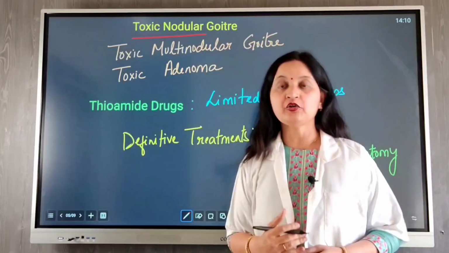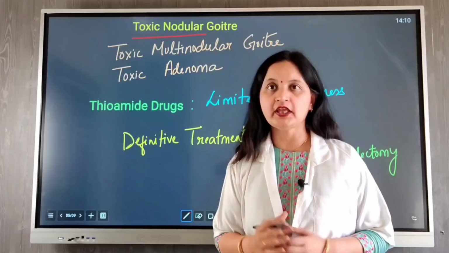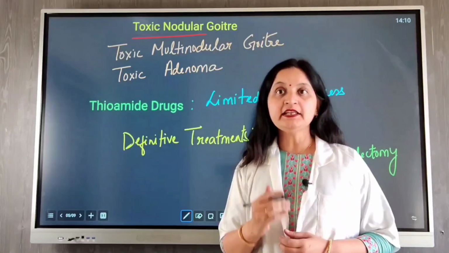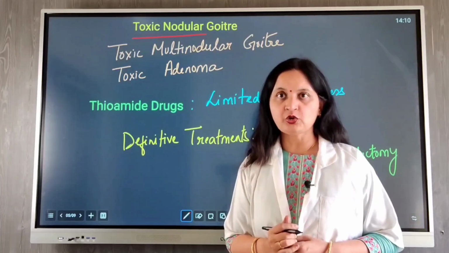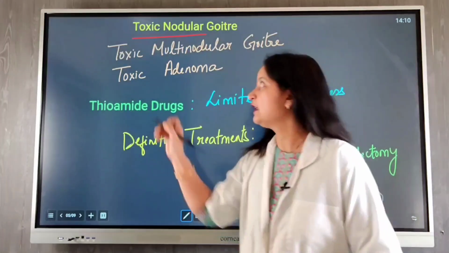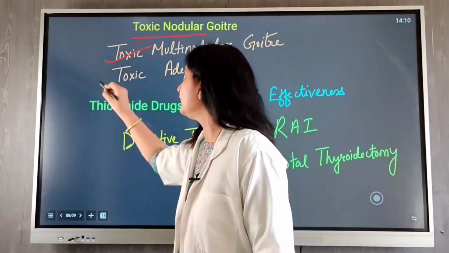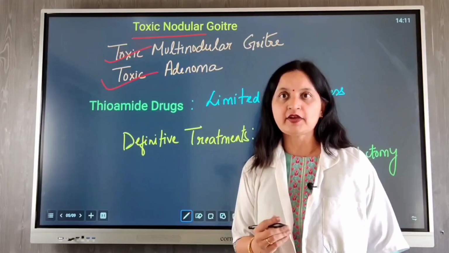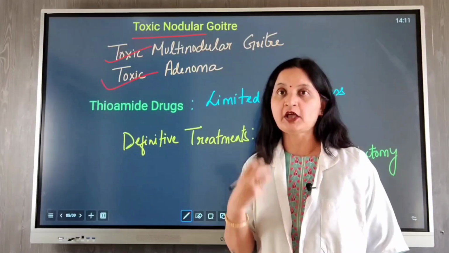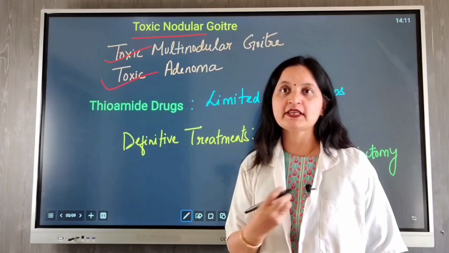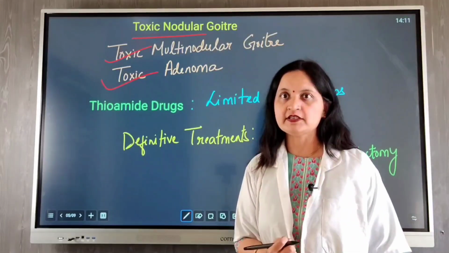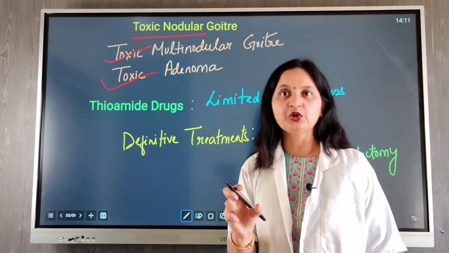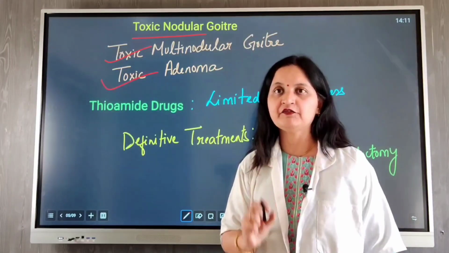This condition is characterized by autonomously functioning nodules producing excessive T3, T4 secretion leading to hyperthyroidism or thyrotoxicosis. It is of two types: toxic multinodular goiter and toxic adenoma. Toxic multinodular goiter is characterized by multiple nodules that are autonomously functioning producing excessive T3 and T4 levels, whereas toxic adenoma is characterized by solitary nodules, solitary hyperactive nodules.